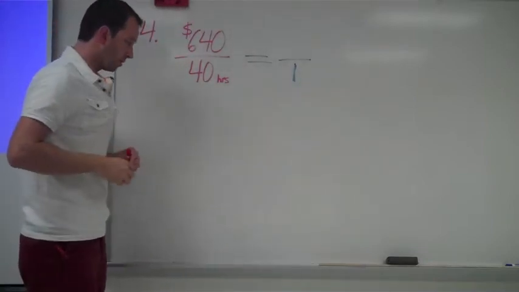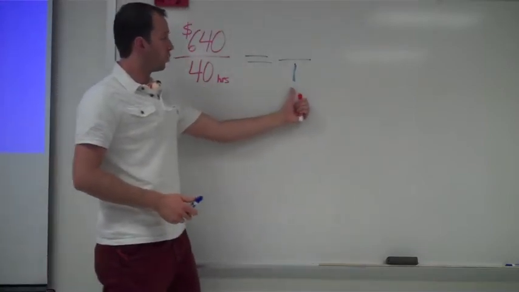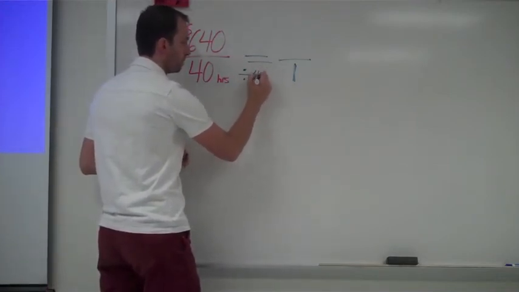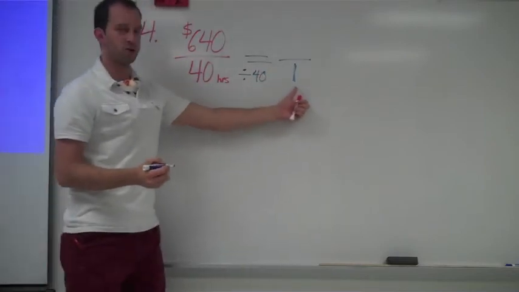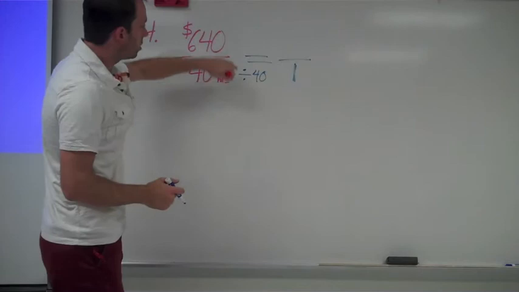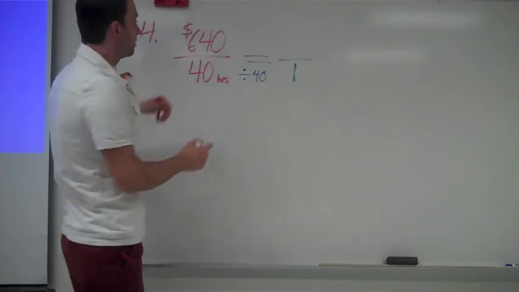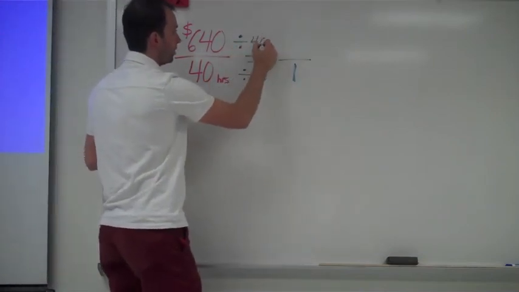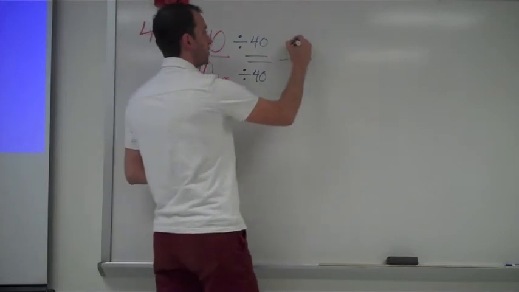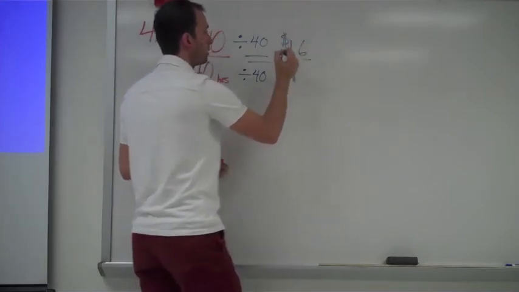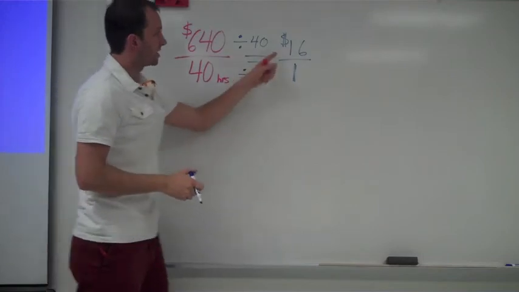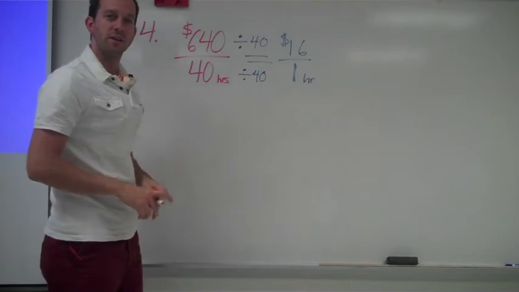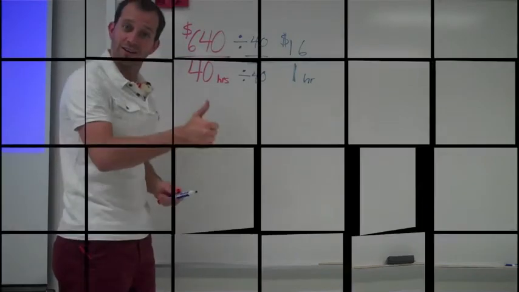So what we want to do here is change our 40 hours into 1 hour. To do that, we are going to divide by 40. We know that 40 divided by 40 is 1. Great, that's what we wanted. We must also divide the top by 40 if we divide the bottom by 40. 640 divided by 40 gets us $16. And our lucky guy makes $16 in 1 hour. Make sure you put your units on there at the end. Great, number 4 is done. Let's move on to our next one.